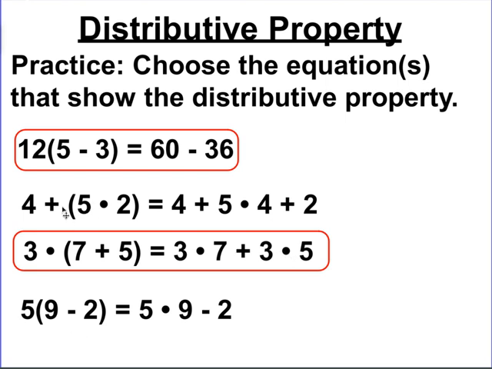The second one here doesn't work because the plus sign and the times sign are reversed. They're in the wrong places. So the distributive property does not work when the plus sign is outside and the times sign is inside parentheses. It'll give you 2 different answers.